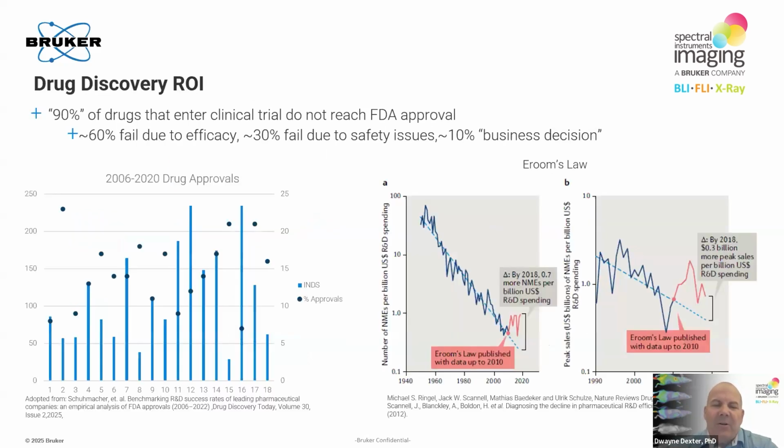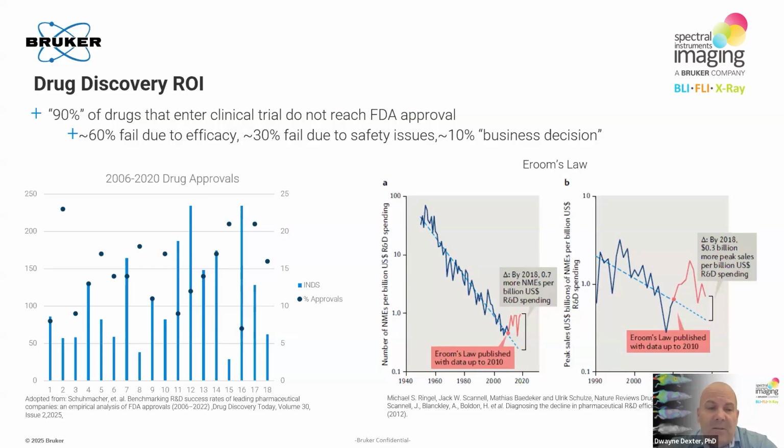We often hear about the success of this approach to drug discovery. The number 90% drug approval failure is bandied about. There are several ways that one can identify how that number is produced. There's a great study by Schumacher et al., where they looked at 18 pharma companies across about 14 years, looking at their drug discovery applications and the percent approval rate.